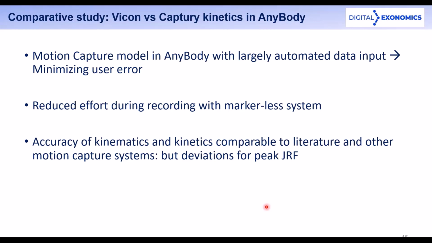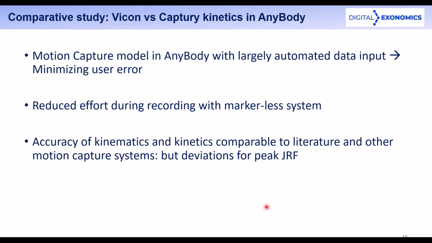So to sum it up, what we have achieved here in this project is that we have a motion capture model for AnyBody and Captury with a largely automated data input pipeline. So all the marker placements done in Captury, the segment lengths are calculated in AnyBody, so we can actually minimize user error when you no longer have to place markers or measure anthropometric data. We also can greatly reduce the recording effort with these markerless systems.